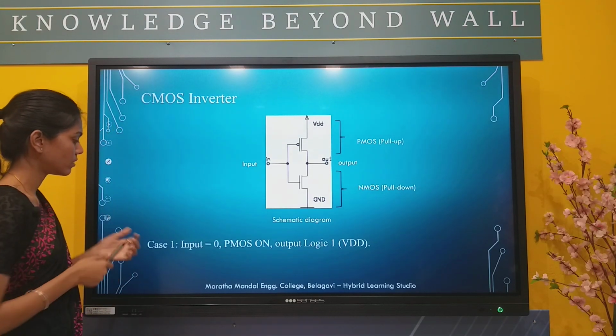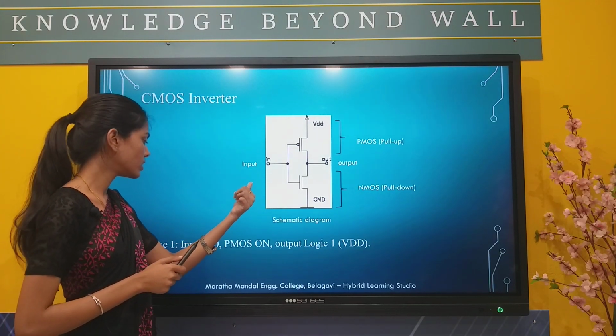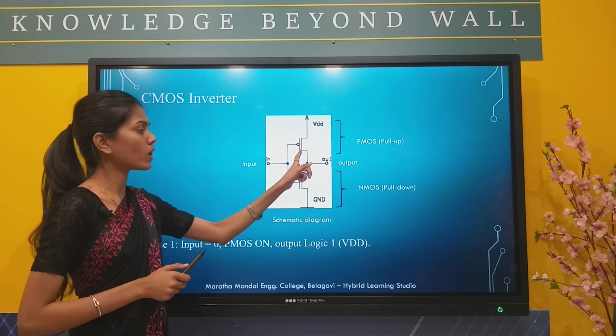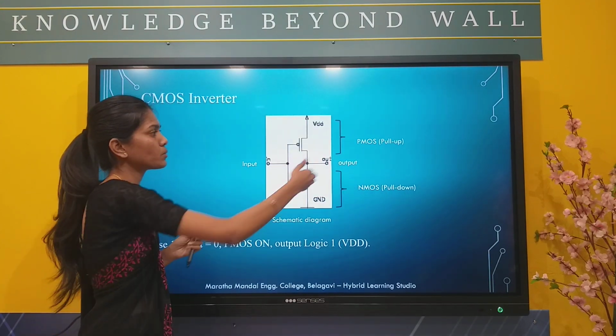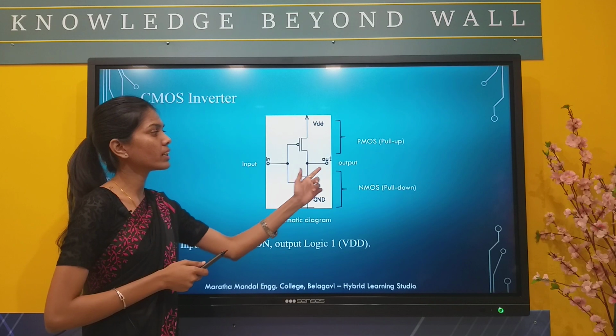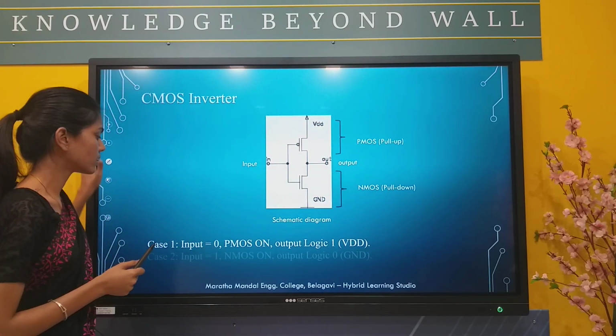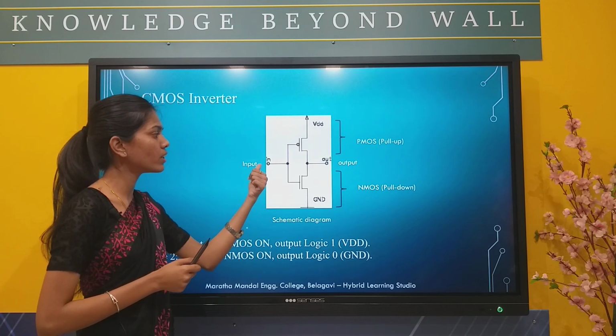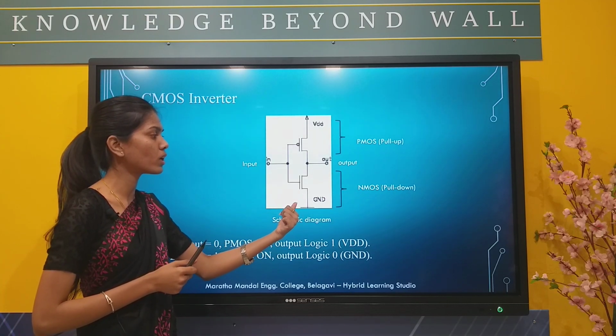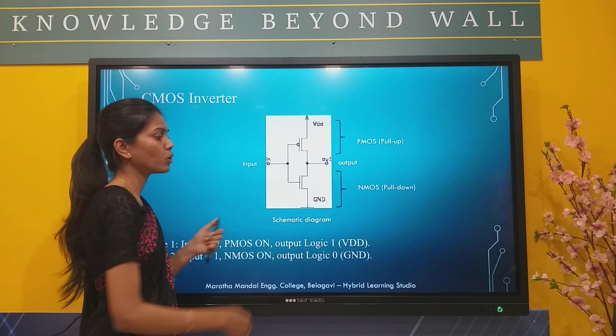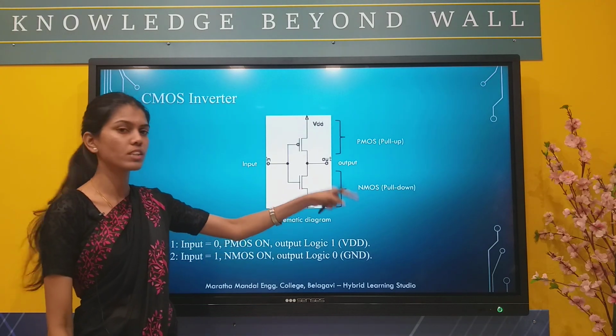The first case is when I give input 0, then the PMOS is on. The output is pulled up to VDD, so I will get VDD as output, or logic 1. Similarly, the next case is input 1. When I give input 1, the NMOS is on, and the output is pulled down to ground. So I will get logic 0.